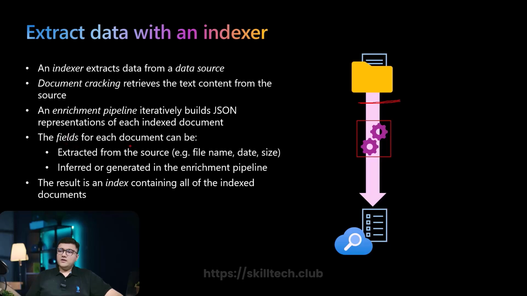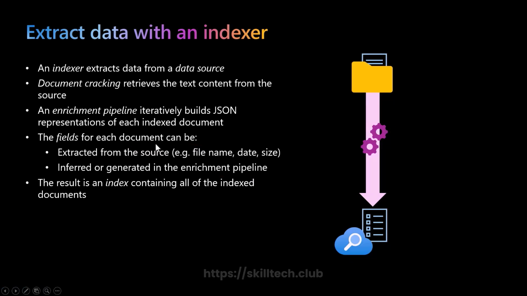After this, the fields for each document can be extracted from the sources, for example file name, date, and size. You can choose which fields you want. And then it gives you what is inferred or generated in the enrichment pipeline. The result is nothing but an index containing all of the index documents, and that's going to be the final result you receive at the end of this.